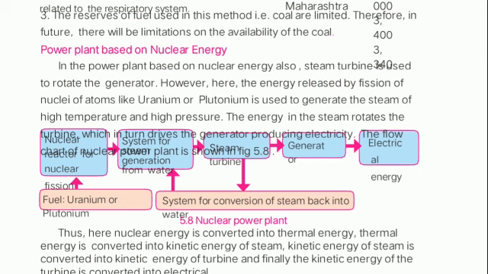Now this is a power generation plant using nuclear energy. In this plant, the nuclear energy is utilized to heat up the water in the boiler for generation of steam. Then the steam is forced towards the steam turbine, and the steam turbine will rotate the generator. Here, the energy is released by fission of nuclei of atoms like uranium or plutonium to generate the heat.